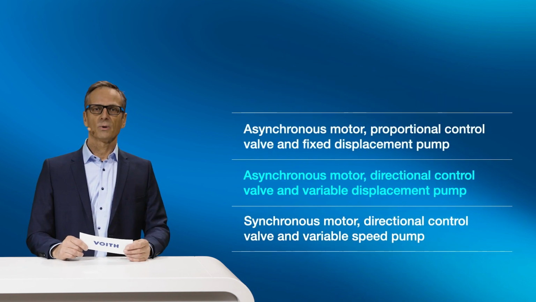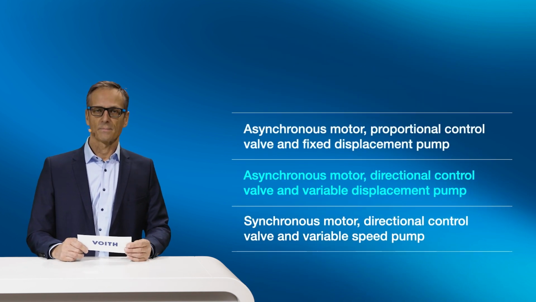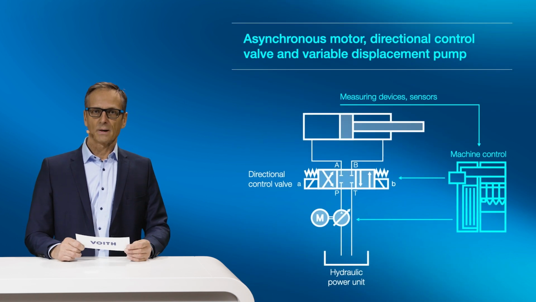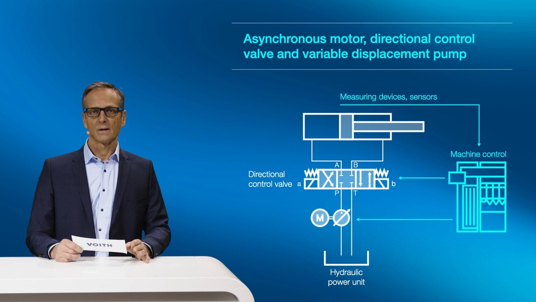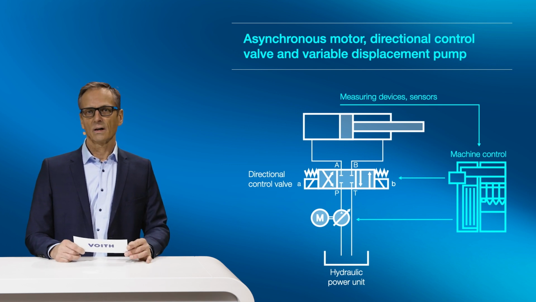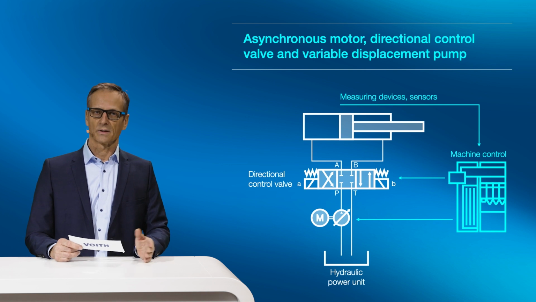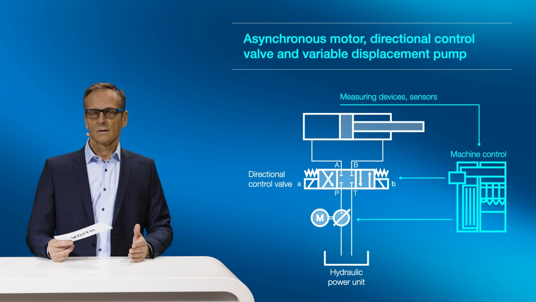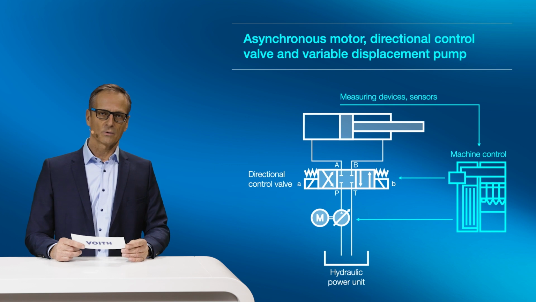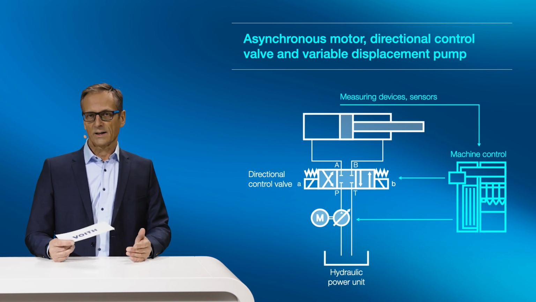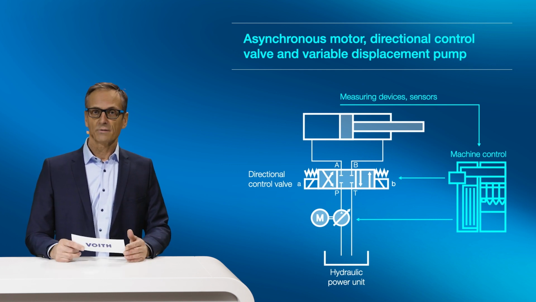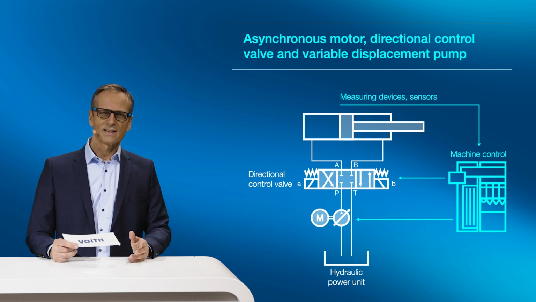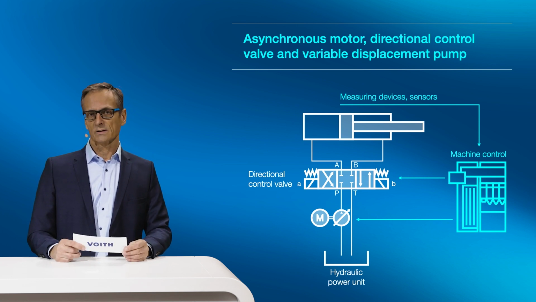Now to the asynchronous motor with variable displacement pump. Variable displacement pumps are also often driven by asynchronous motors at constant speed. Here, the directional control valve is only used to pre-select the direction of movement. The pressure and the flow rate are now controlled by a variable displacement function, for example, of an axial piston pump. As a result, this improves the energy efficiency of the system. But still, there are considerable energy losses and noise.